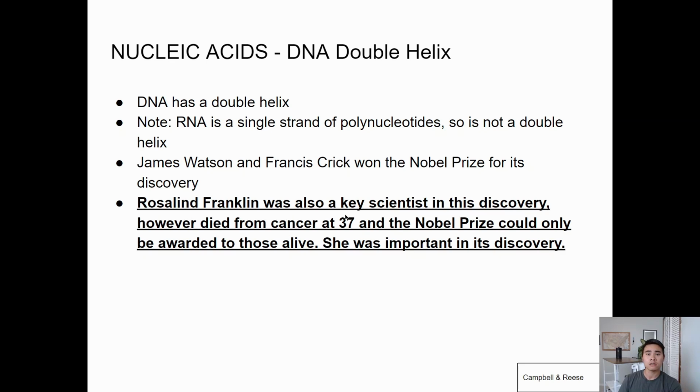However, she was a huge scientist and researcher in the discovery of the double helix. I don't think that it would have happened without her. Just to give light on how recent the discovery of the double helix was, James Watson is still alive. I think he's 92. He's still alive. So it's a very recent discovery.